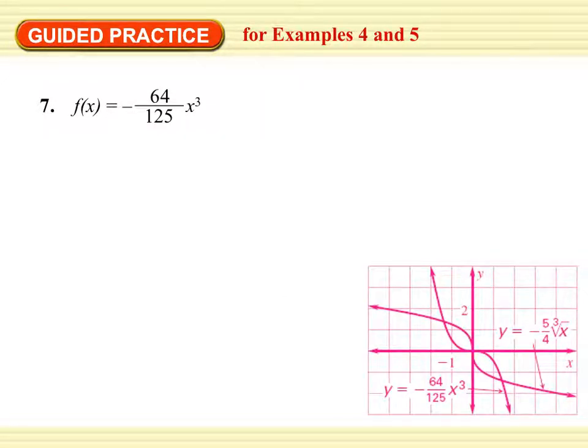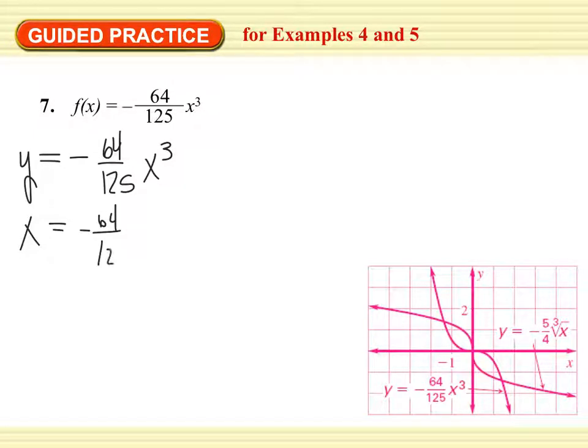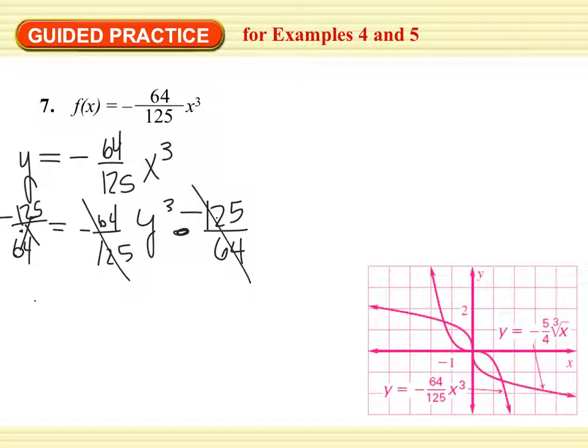Okay, next. Third power, no restrictions needed. So I'm going to say y equals negative 64 over 125 x to the third power. Exchange my variables. Y to the third power. I'm going to multiply by the reciprocal because when things are this messy, that's the neatest way to do things. I ran out of room. Negative 125 over 64. These cancel. I'm left with negative 125 over 64 x equals y to the third power.